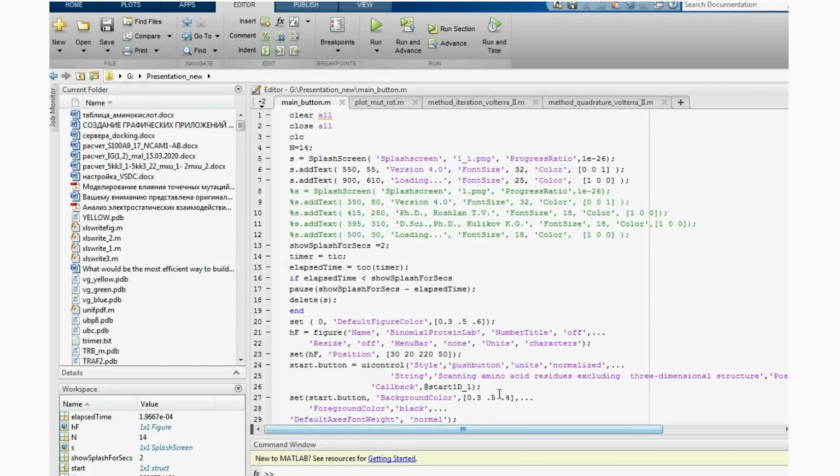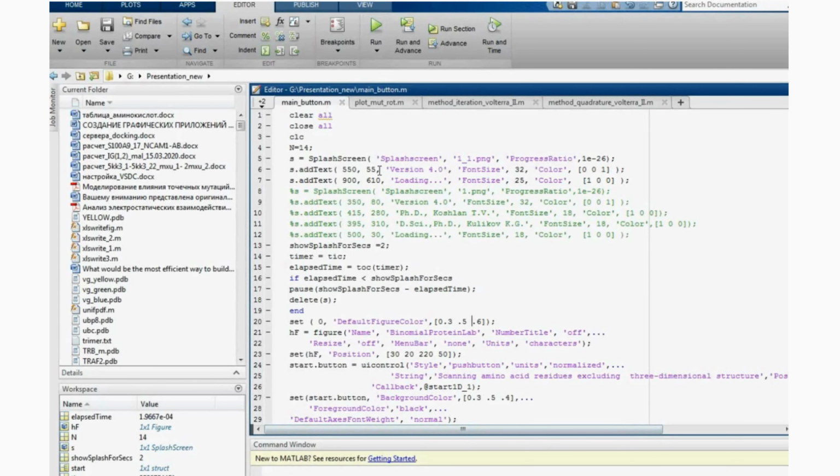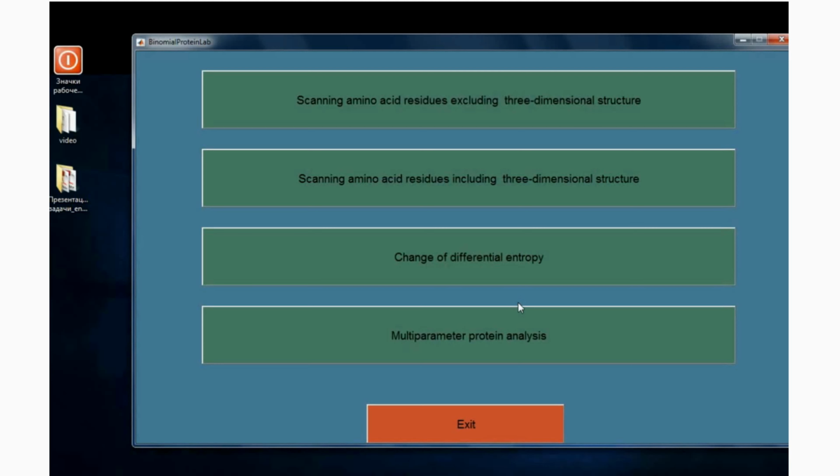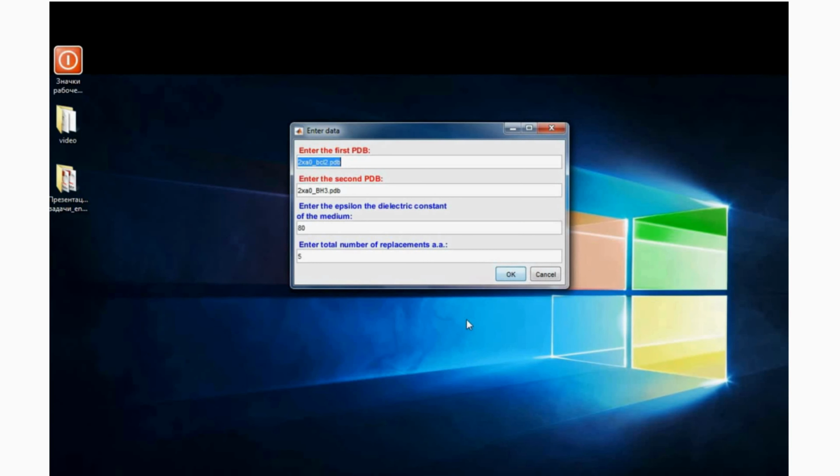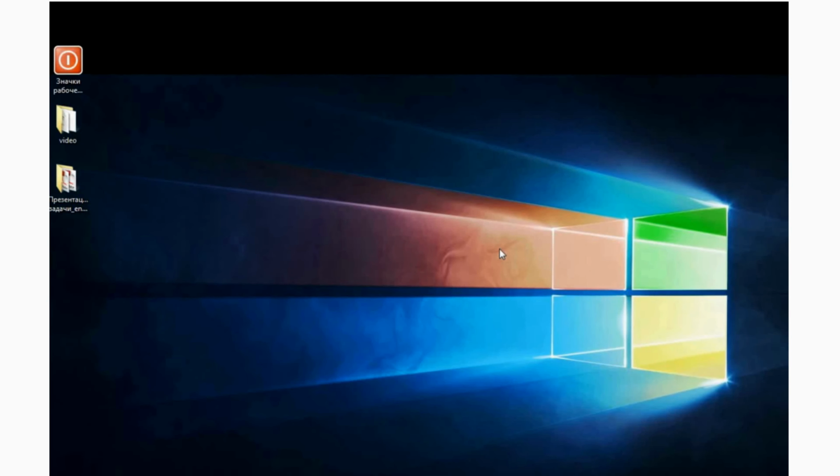Let us proceed to the visual implementation of the introduction of a mutation into the BAK peptide upon interaction with the BCL-XL protein. Let's press the multi-parameter protein analysis button so that each mutation can be introduced in turn. Enter the name of the PDB file in the dialog box, which contains information on the three-dimensional structure of the BCL-XL protein. In the second dialog box, enter the name of the PDB file of the peptide in which the replacement will be performed. There will be three replacements.